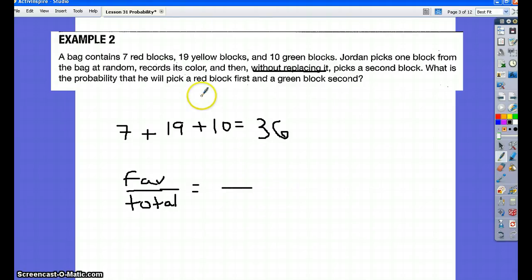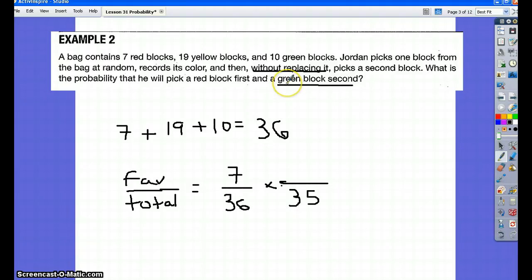So the first one is, what's the probability that he will pick a red block first? So Jordan picks one block at random, so a red block, 7 over 36. Okay, that's the probability that he will get a red block first. And now what's the probability he will get a green block second? Now remember that he did this without replacing it. So when he got that first red block, he doesn't replace it, so that's going to be 35 now blocks in the bag.